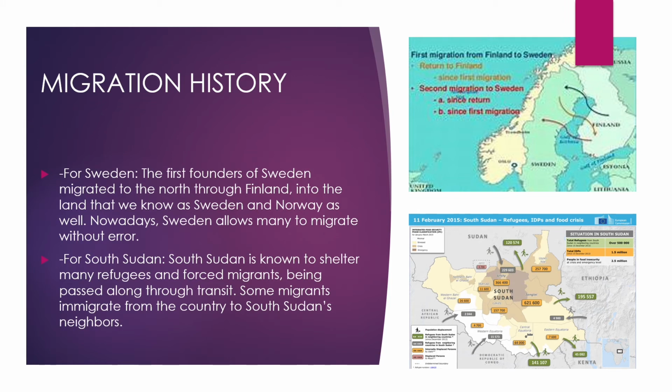For Sweden, the first founders of Sweden migrated to the north through Finland and to the land that we know today as Sweden and Norway. Nowadays, Sweden allows many people to migrate without error, unlike the US with its harsher immigration controls. South Sudan is known to shelter many refugees and forced migrants being passed along through transit. It's more of a stopping place throughout Africa, being in the center of the continent.